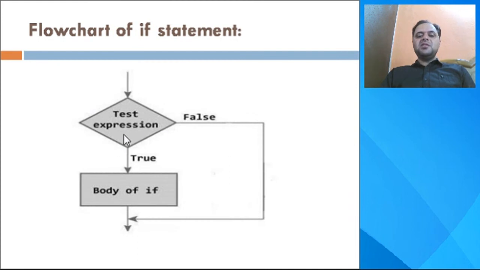This is the flow chart of an if statement. If the test condition, this is the test expression, is true, then the body of the if is executed. For example, we are checking if today is rainy, then in the body of the if we have written take an umbrella with you. If this is false, then we will not go to this part of the program; we go here. If the condition is true, then the body of the if is executed. Otherwise, it will not be executed. This is the flow chart of the if statement.